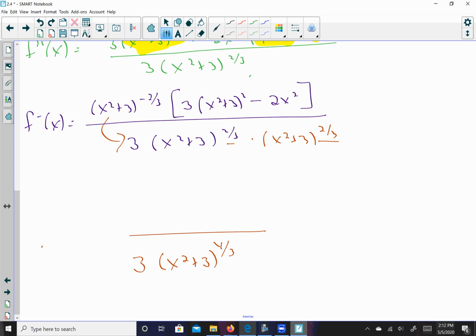My numerator, this will be 3x squared plus 9, and then minus 2x squared. So this will end up being x squared plus 9 in my numerator. And that is my derivative. Make sure that you've simplified what you can simplify. You have no negative exponents.